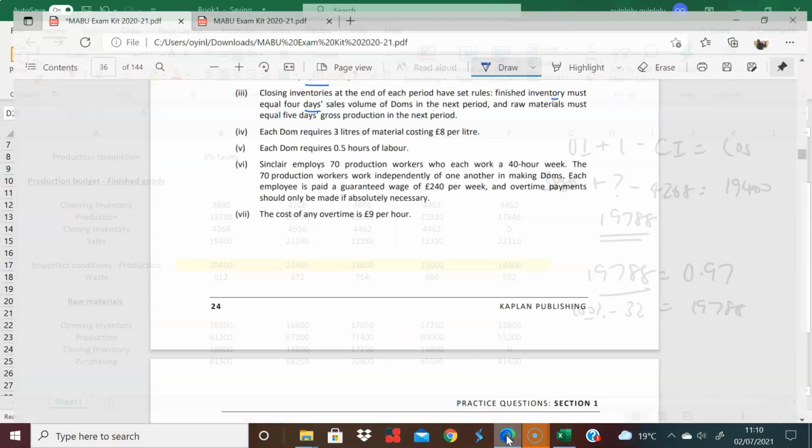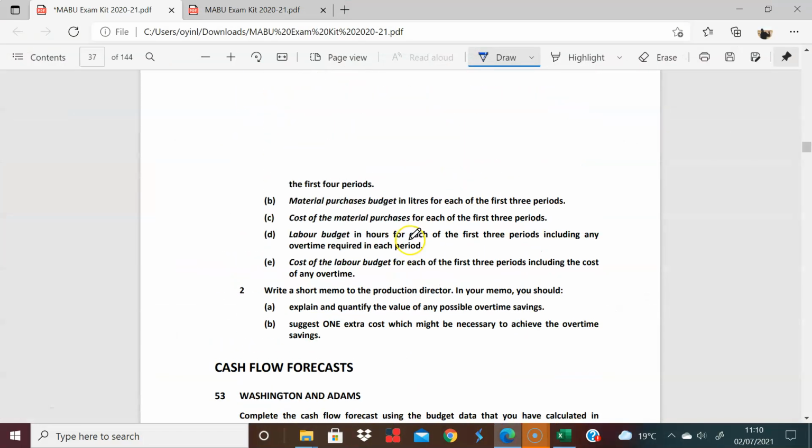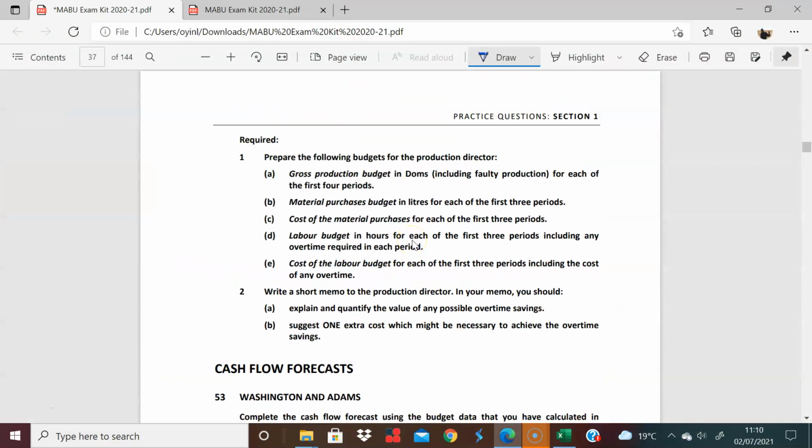Let me go back to the question and see what they were asking for in the first question. The first question says, prepare the gross production budget, including faulty production, which we've done for each of the first 4 periods. And then the next question goes on to ask us to prepare the materials purchases budget in liters for each of the first periods, and we'll do that in a second.